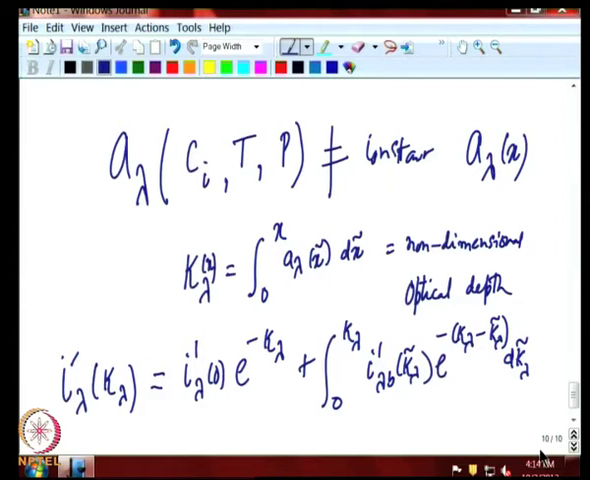So, we have implicitly accounted for the variation of absorption coefficient with temperature, pressure and concentration. This is the result which will be the basis of all our future discussions, and the advantage of this generalized equation is that we can take care of variations of A lambda with path, because it is built into the definition here, and so this will be the basis for our future calculation. Now, this equation gives you the directional spectral intensity in a given direction.